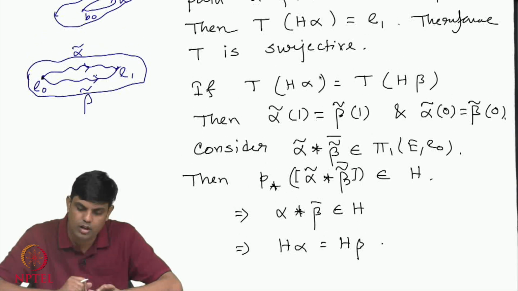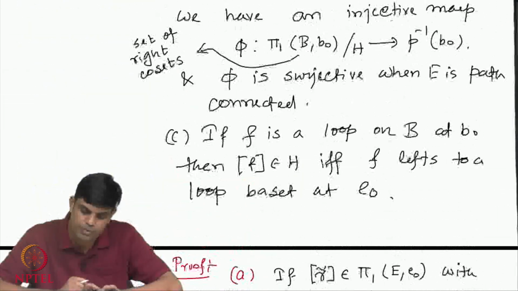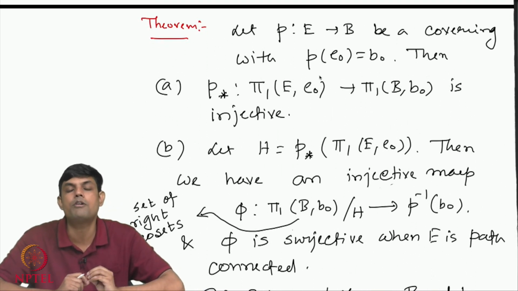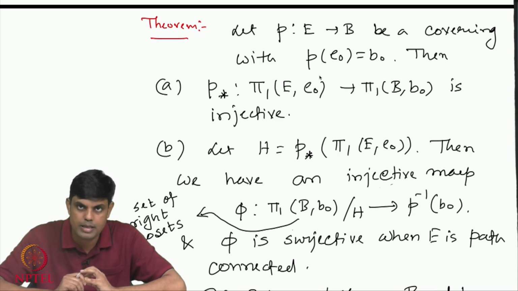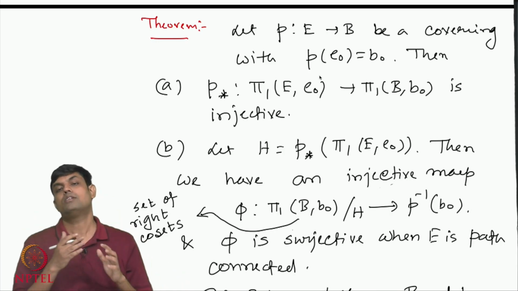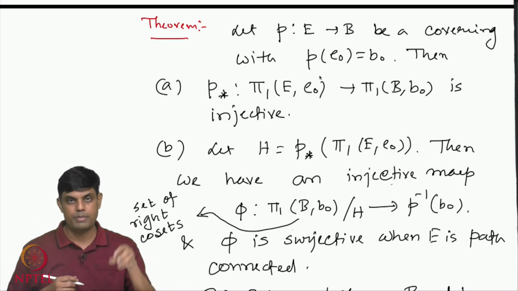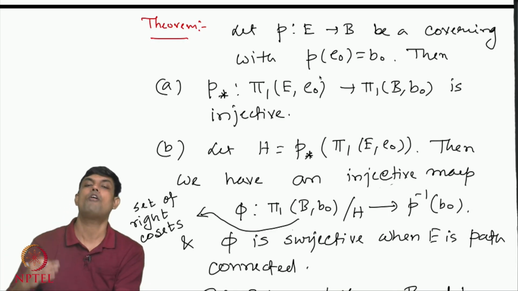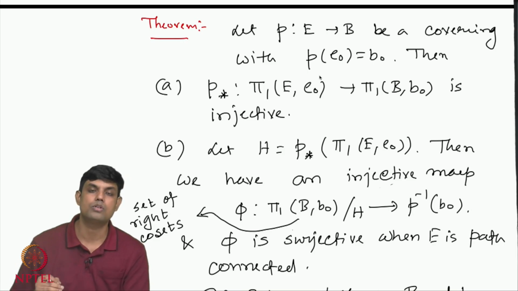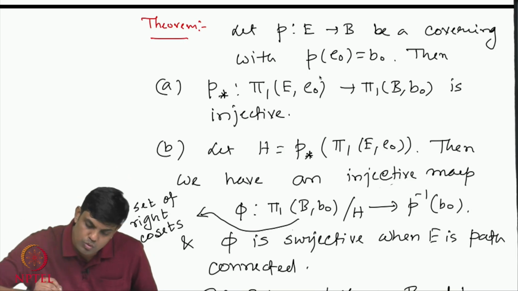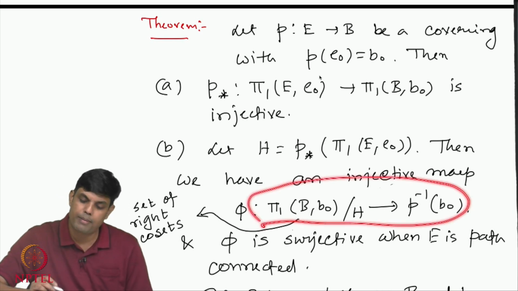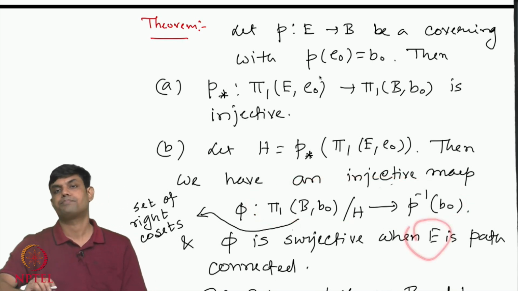So, let me recall the statement again of this proposition. It says that the homomorphism induced by the covering map, namely P star, is firstly injective. Secondly, if I consider the corresponding covering correspondence which takes an element in the fundamental group of B and sends it to the endpoint of the unique lift of that element starting at E0, then that correspondence factors through the subgroup which is the image of P star, and this map is actually bijective provided E is path connected.